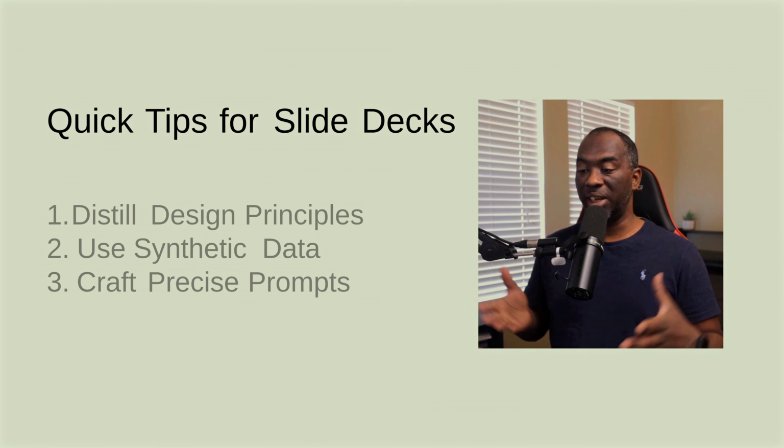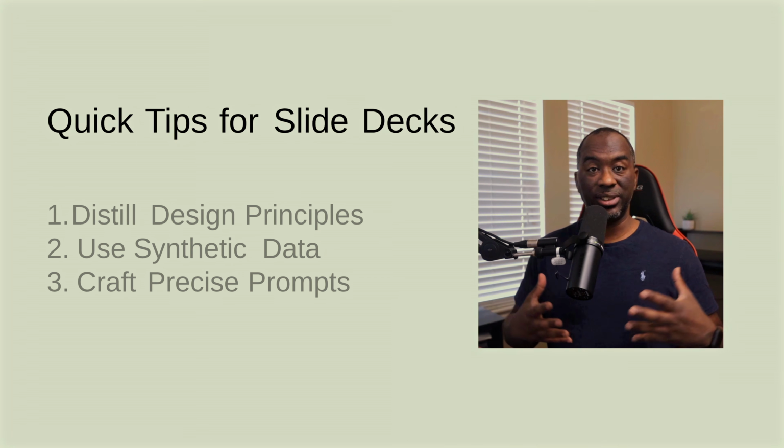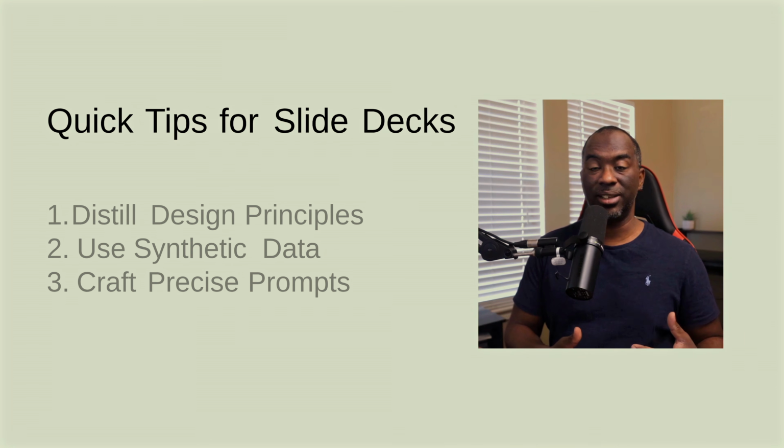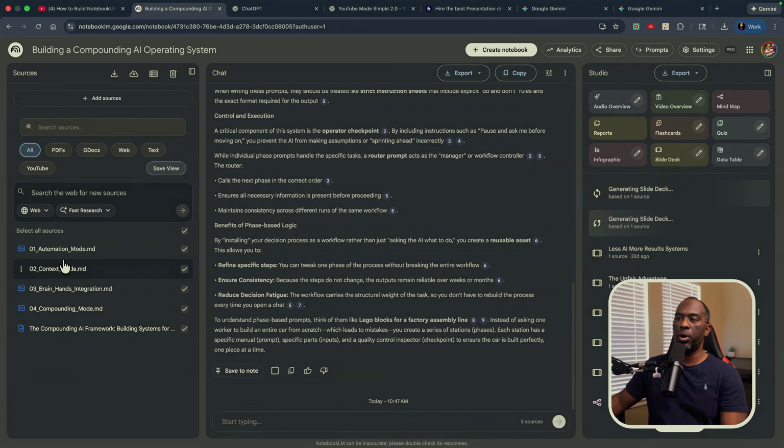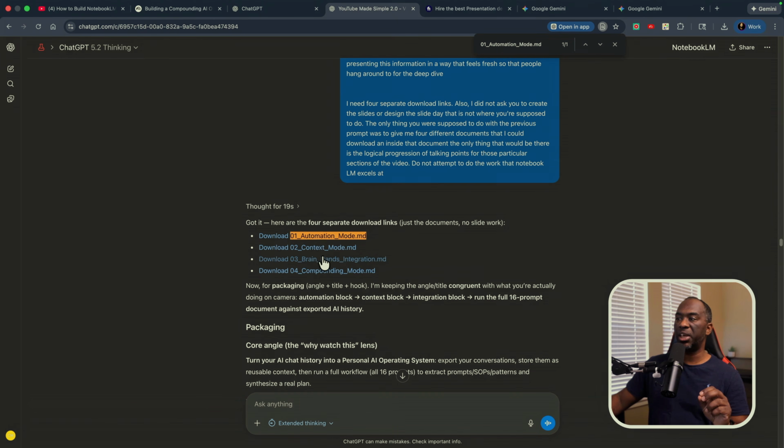And so distilling design principles, distilling knowledge, creating synthetic data is the quickest and fastest way to actually get good prompts for your slide decks. But let's go over to ChatGPT and search for O1 automation mode. You can see that here are 4 of the 5 files inside of that particular notebook.